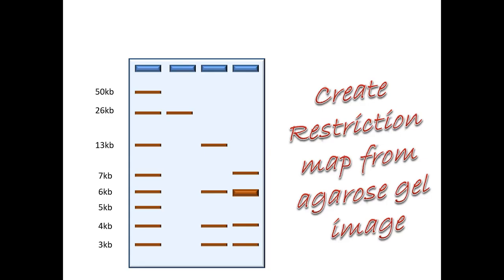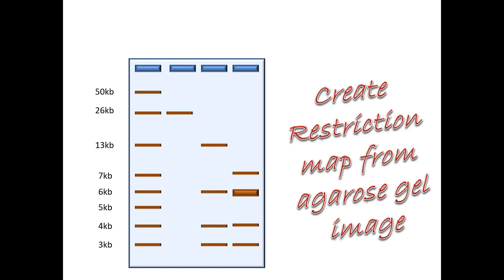Problem, you are already provided with the size of the fragment obtained upon single and double digestion. However, we all know that these results were obtained after running the restriction digestion mixture on an agarose gel. That's why one must know how to create a restriction map looking at the banding pattern obtained on the gel. If you have any doubts about the principle of agarose gel electrophoresis, please refer to my previous video on agarose gel electrophoresis and then continue watching this.